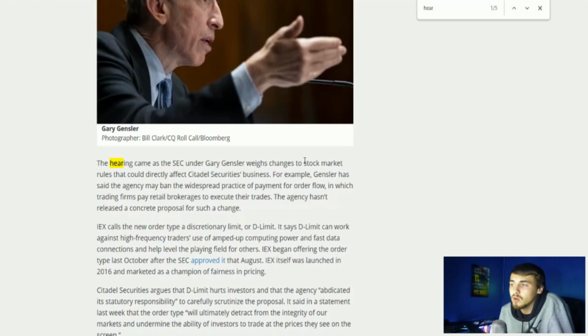IEX calls the new order type a discretionary limit, or D-Limit, order. It says D-Limit can work against high-frequency traders' use of amped-up computing power and fast data connections, and help level the playing field for others. IEX began offering the order type last October after the SEC approved it that August. IEX itself was launched in 2016 and marketed as a champion of fairness in pricing.